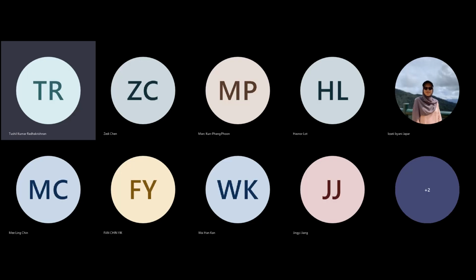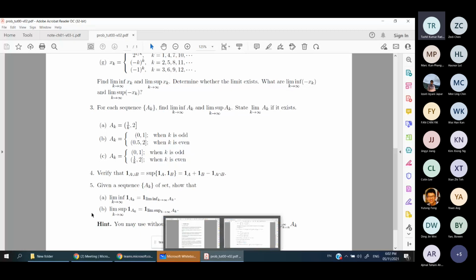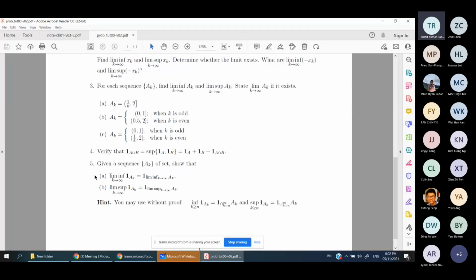Question five. So even question four will be straightforward. You may refer to the technique that I used to prove another identity during our first lecture. So I will just look at three and five, just look at it.